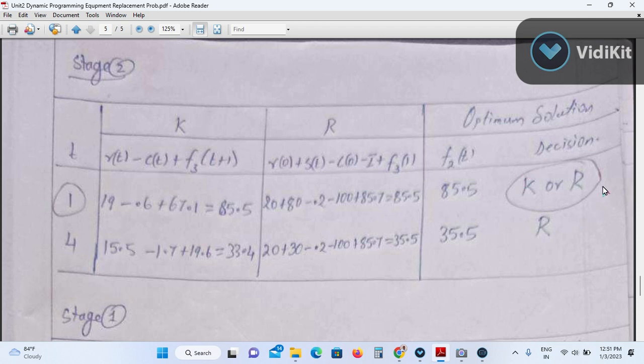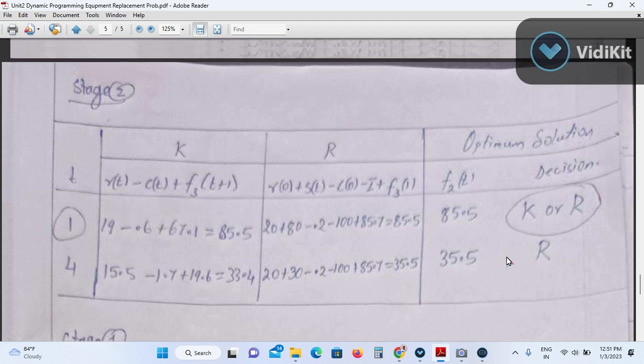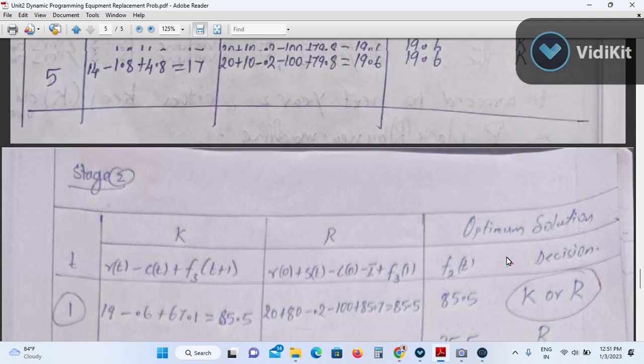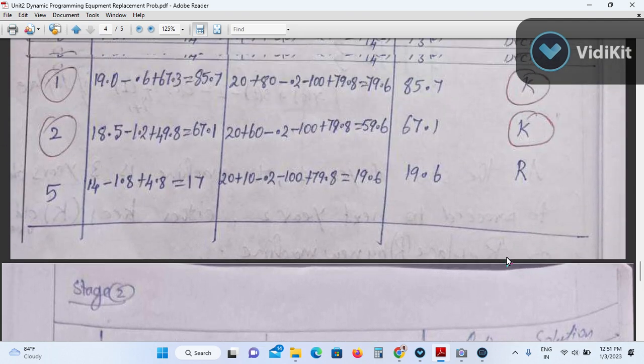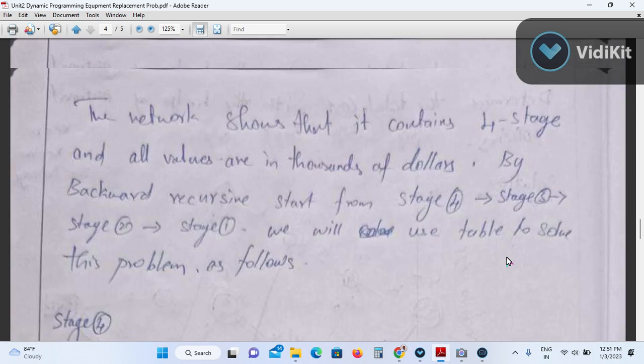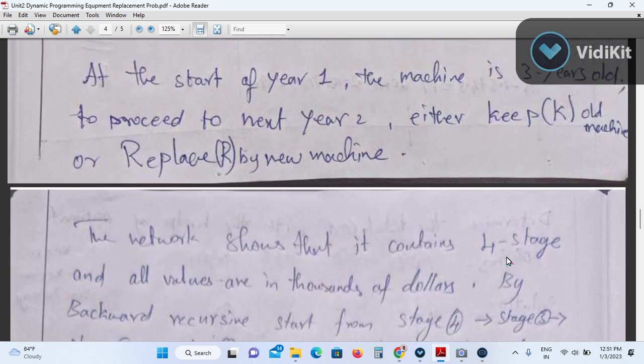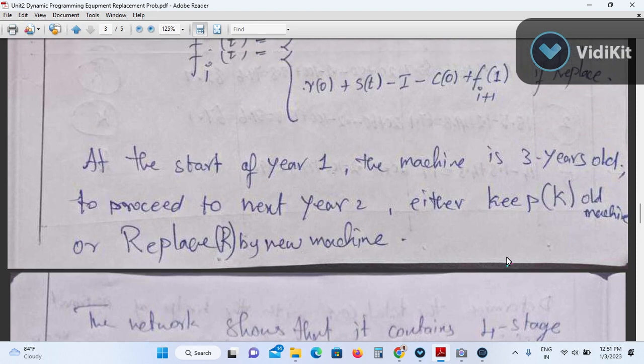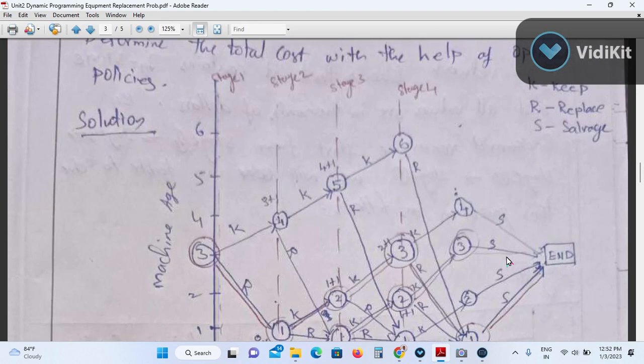So here no need to substitute all these values, right? If you replace, what about their cost? That one we have to compute. R of 0 is $20, and S of t, put t equal to 6, that is $5, and similarly S1 is 80 and C of 0 operating cost is 0.2 and new machine it is $100. So simplified it is 4.8. It is clearly given by the replacement, that's why I'll put here R.